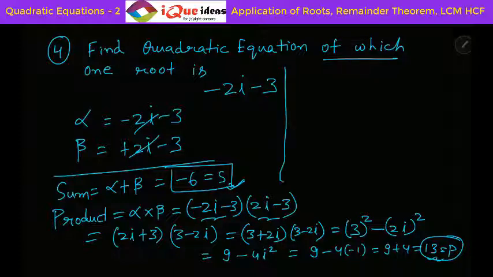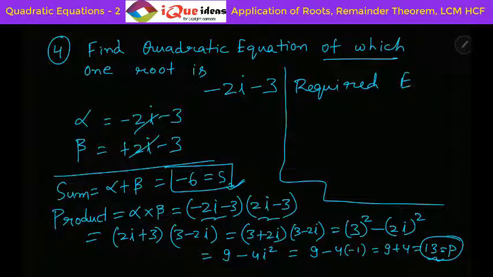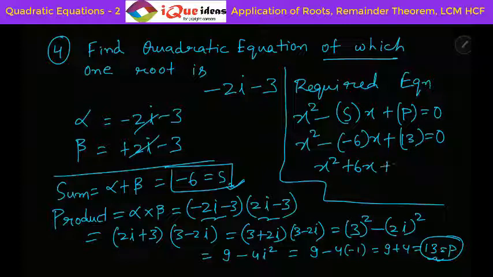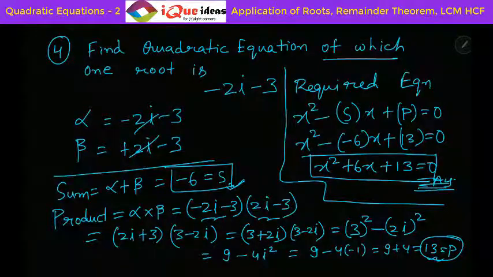Alright, so the required equation is directly x square minus the sum of roots into x plus the product of roots equal to 0, which is x square minus, in place of sum we'll say it is minus 6x plus, in place of product it is 13, right, that is equal to 0. So the answer of the question is x square plus 6x plus 13 equal to 0. Alright, so this is the answer of this question. Okay, now let's go to the next topic.